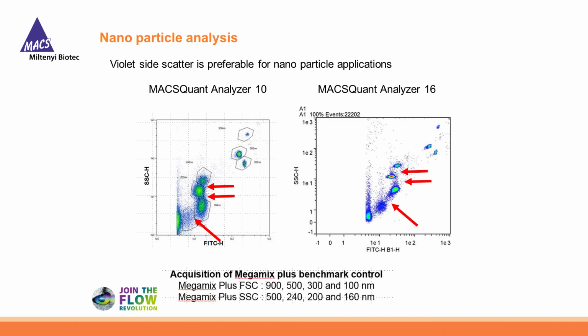Now to revisit the violet side scatter feature of the device, I wanted to show just some comparison data between our MACSQuant Analyzer 10 and our MACSQuant Analyzer 16 for small particle analysis. Now, by all means, I would say that the capabilities of the MACSQuant 10 are still very good. And the data we have here, you have 100 nanometer going on up to 900 nanometer beads displayed. And if you're looking at the MACSQuant 16 in comparison, I think these arrows are really just to point out the separation that you're getting between these populations in comparison with the other device, which is still able to resolve them, just not quite as well.